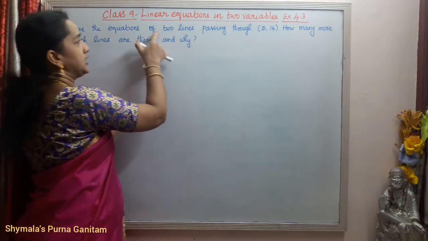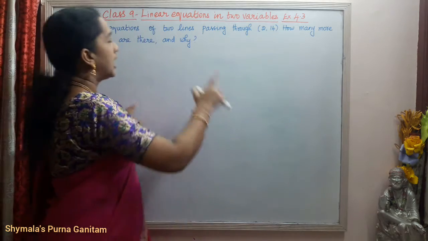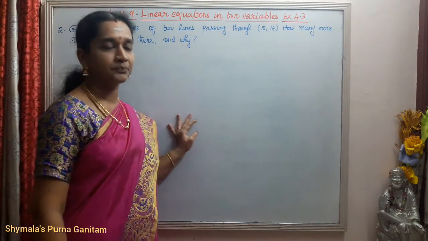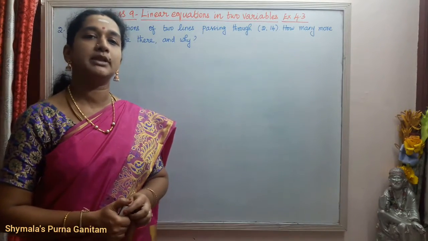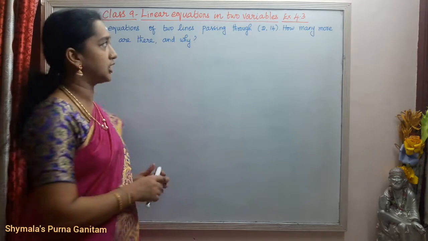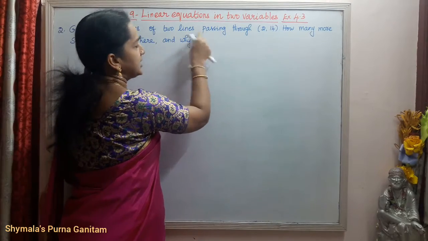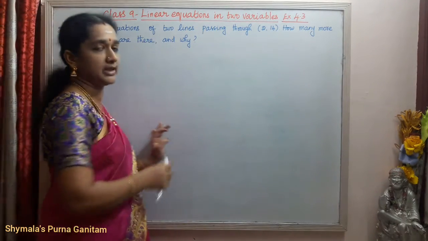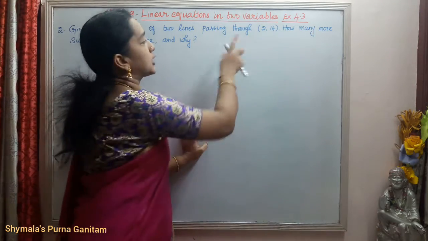Give the equations of two lines passing through (2, 14). How many more such lines are there and why? We know that for a linear equation in two variables, there are infinitely many solutions. Here, two lines passing through (2, 14). Give the equations of two lines. So, we are asked to write two lines that pass through this point.